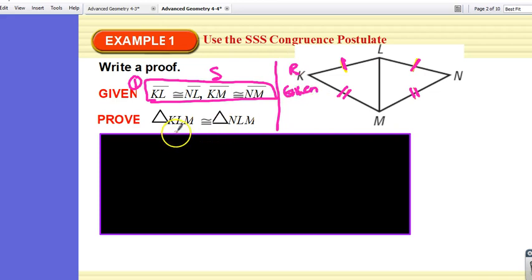Then what comes next? Do you guys see this right here? LM is congruent to LM. I'm writing it in the same order because I'm going from 1 mark to 2 marks. LM is congruent to LM. Why? Reflexive, right? Same thing equaling the same thing. So that's step 2. LM is congruent to LM, reflexive.